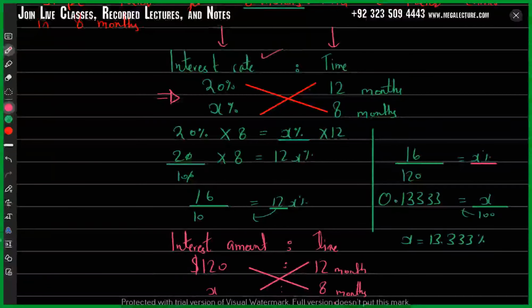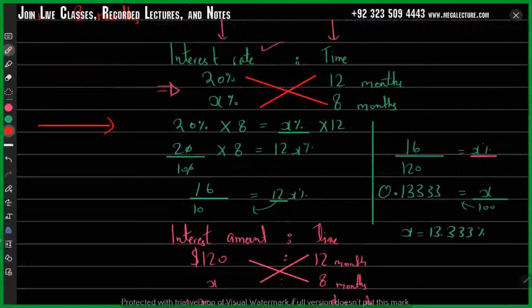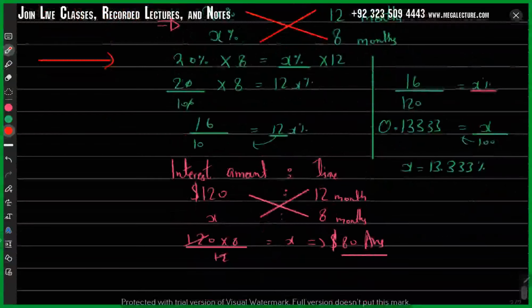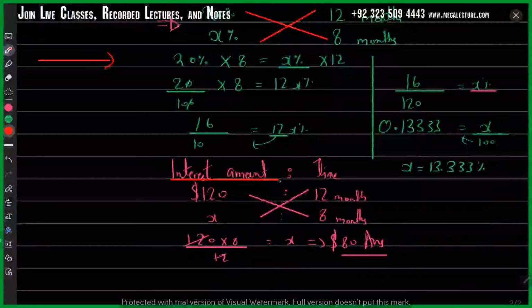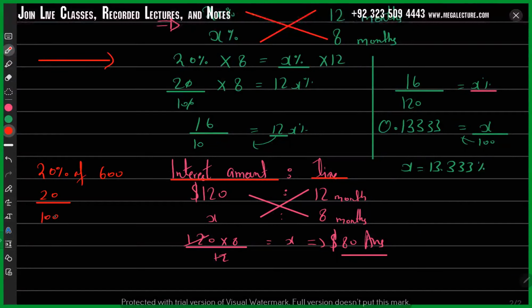Okay, I'll explain this again. Don't worry. Are you clear with this method, Umaiza? For the first method, we used interest rate and time as the ratios. For the second one, I've used the interest amount and time. I know that the interest rate is 20%, that is annual, for 12 months, and the initial amount was 600. So first I am going to calculate 20% of 600, and this is going to give me 120.